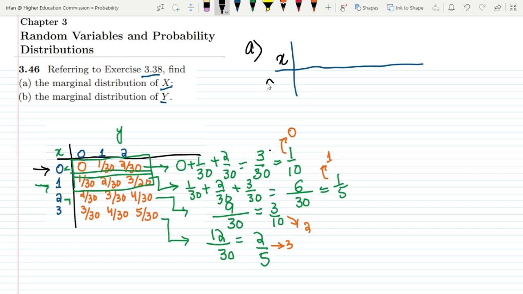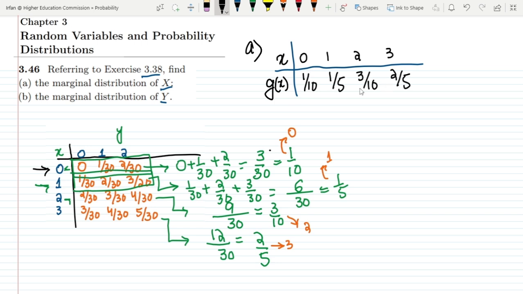Okay, so now the values of x are 0, 1, 2 and 3. Let me put the corresponding values here. So it will be 1 by 10, here this is 1 by 5, this is 3 by 10, and the last one is 2 by 5. Okay, so this is the solution of part A of our question, in which we can see that this is the marginal distribution of x.